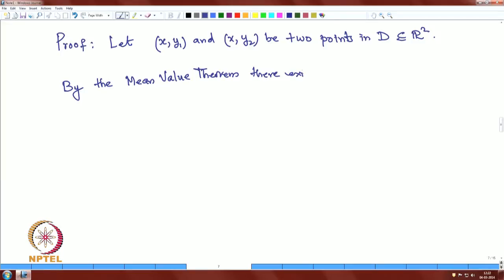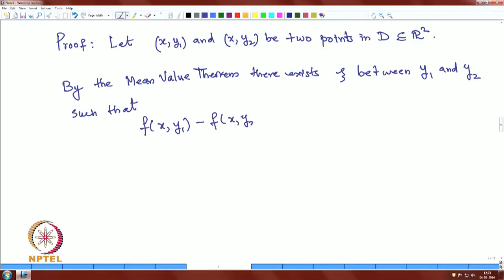there exists a number psi between y1 and y2 such that f(x, y1) minus f(x, y2) is equal to (y1 minus y2) times del f by del y at the point (x, psi). This psi is a point between y1 and y2 that is guaranteed, because we assumed that in the domain D the line joining any two points lies entirely inside. So psi is a point between y1 and y2 which is totally inside the domain D.